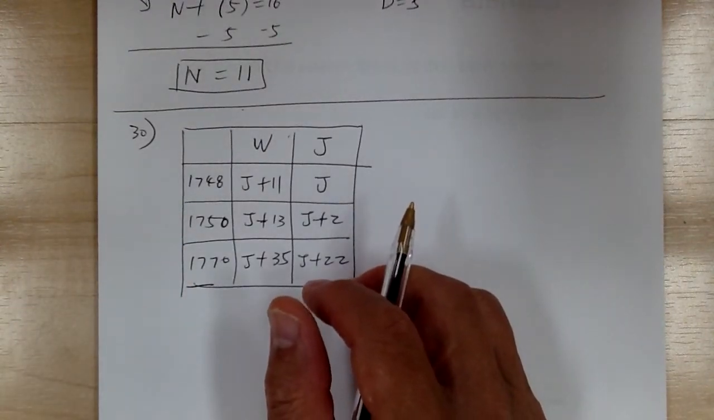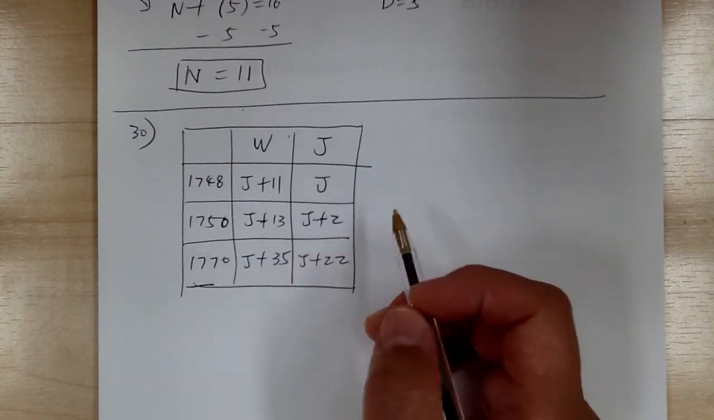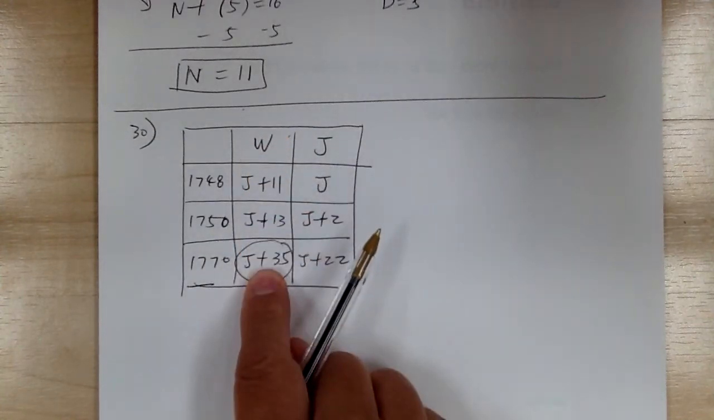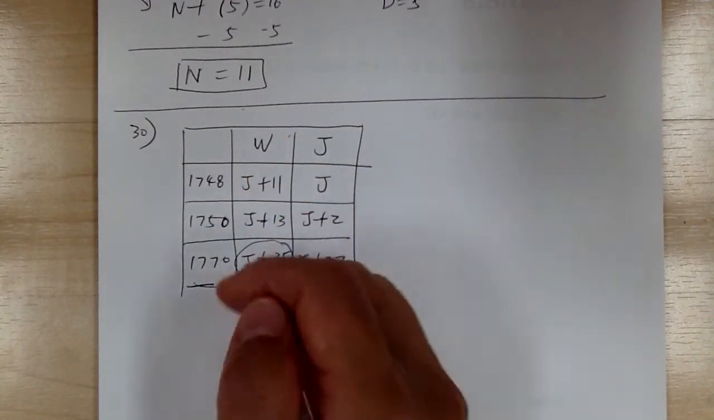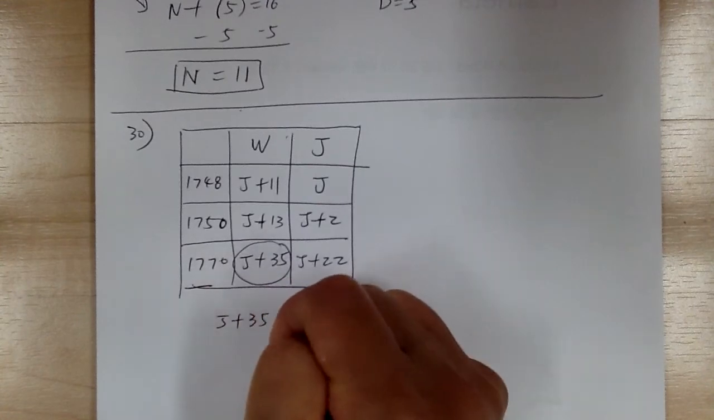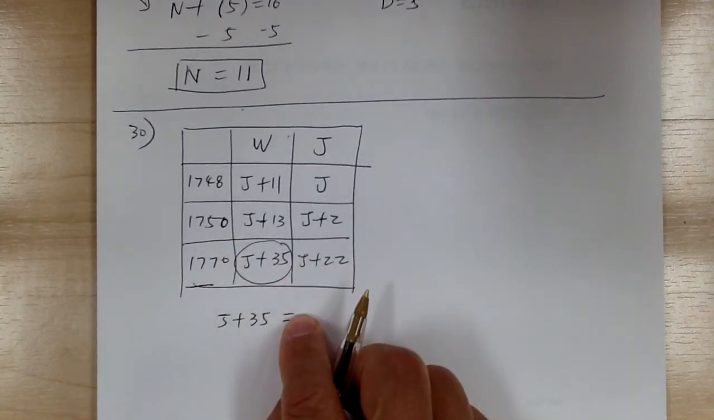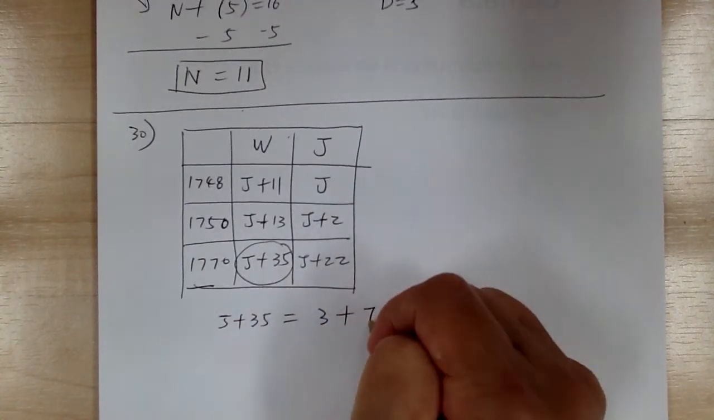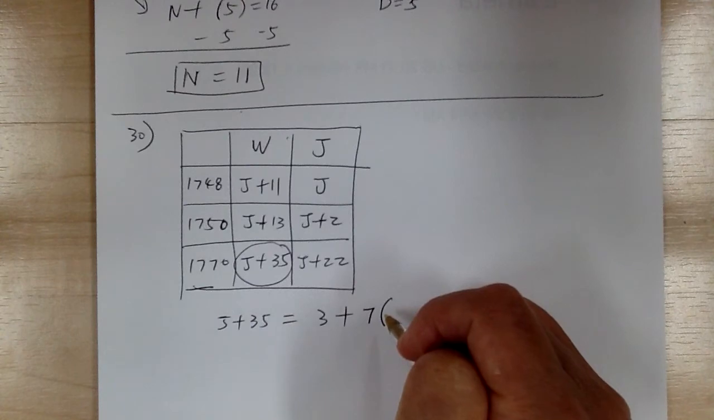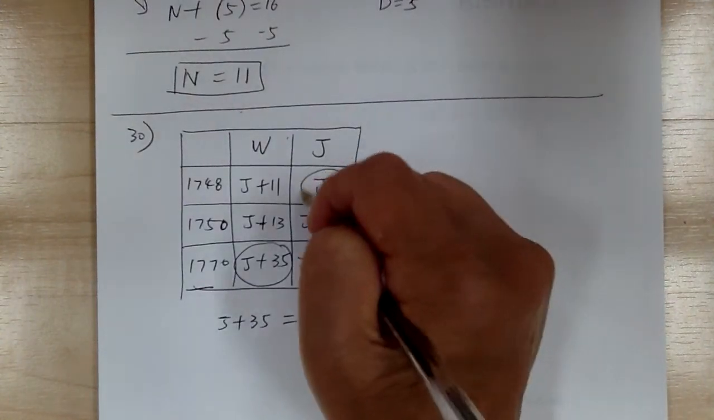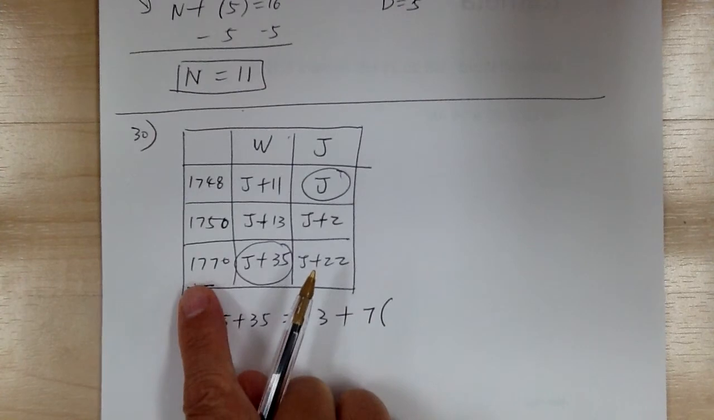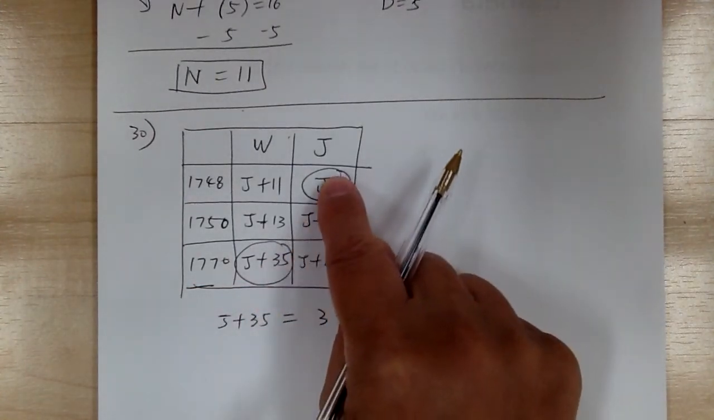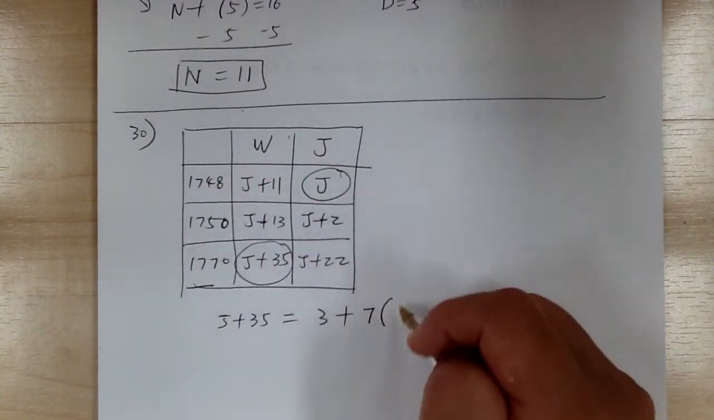It says in 1770, Washington, so you're looking for this over here. In 1770, Washington's age was, so let's write this, "was" means equal, 3 more than 7 times the age of Jefferson in 1748. So it's this one here. Again, in 1770, Washington's age was 3 more than 7 times the age of Jefferson in 1748, which is J.